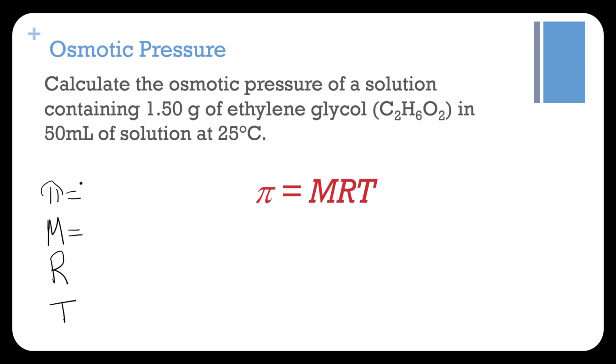So reading back through the problem, calculate the osmotic pressure. We are solving for this value right here. In a solution containing 1.5 grams of ethylene glycol in 50 mils of solution, that's the information we need to calculate molarity. So remember, molarity is moles per liter, so moles of solute per liter of solution. So we need to determine the number of moles of ethylene glycol.